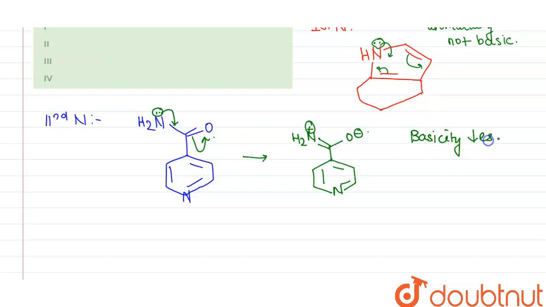Now the third nitrogen that is present here is this. If we see this nitrogen, this is somewhat of a pyridine ring. So the nitrogen is this. In this case, the lone pair on the nitrogen atom is most basic as it is not involved in this aromatic pi system. So this third nitrogen is most basic.